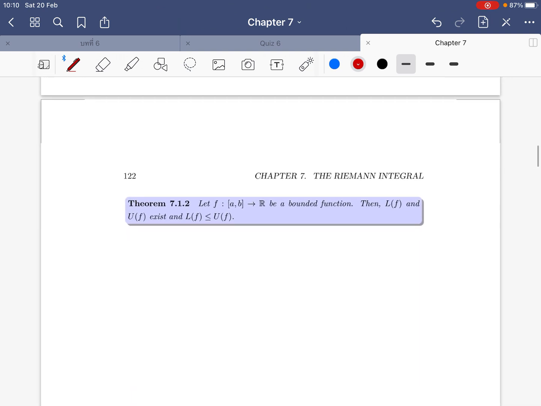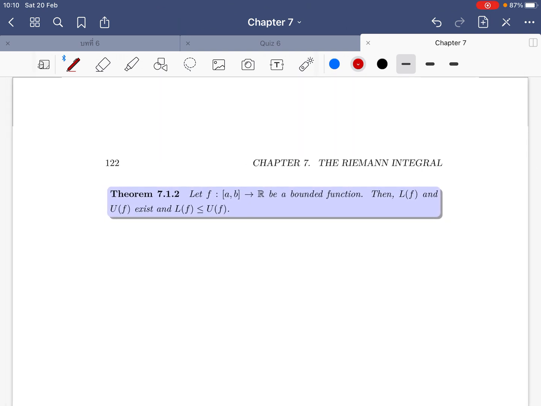So right now we are ready to establish Theorem 7.1.2, which says that if your f is a bounded function over the interval from a to b, then your lower integral and the upper integral always exist, and the lower integral will always be less than or equal to the upper integral, which makes sense, right? That really makes sense. Okay, so let us do the proof.